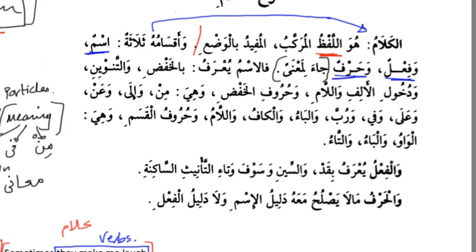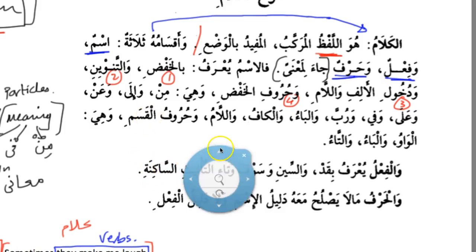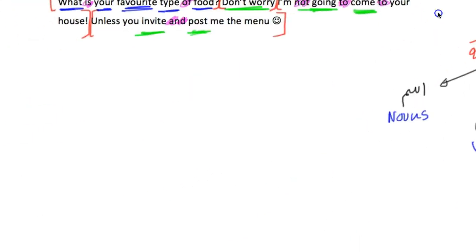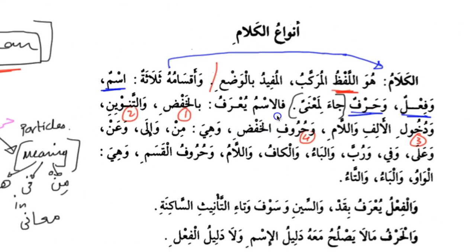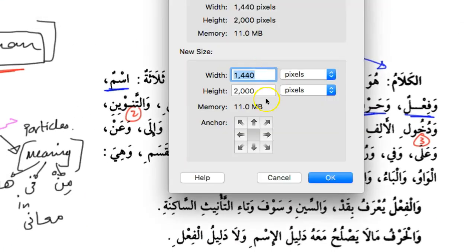Let me just try and highlight it then. So 1, 2, 3, and 4. 4 signs to identify a noun in Arabic. So what are the 4 signs to identify a noun? Okay, let me increase the size of the page.